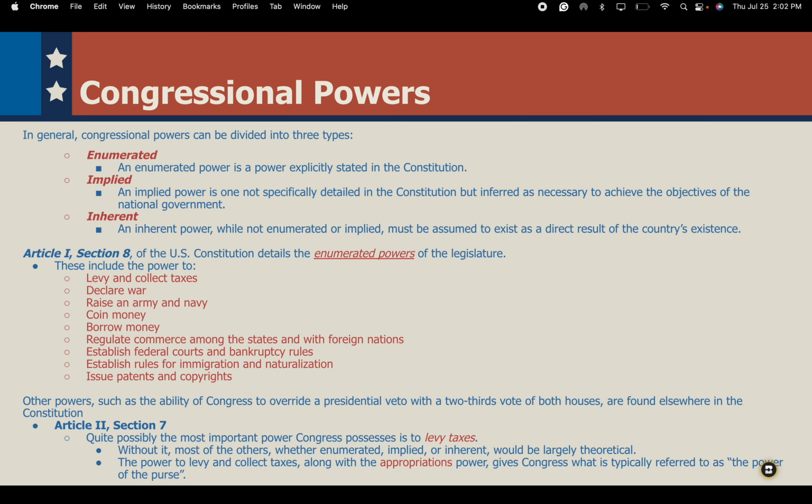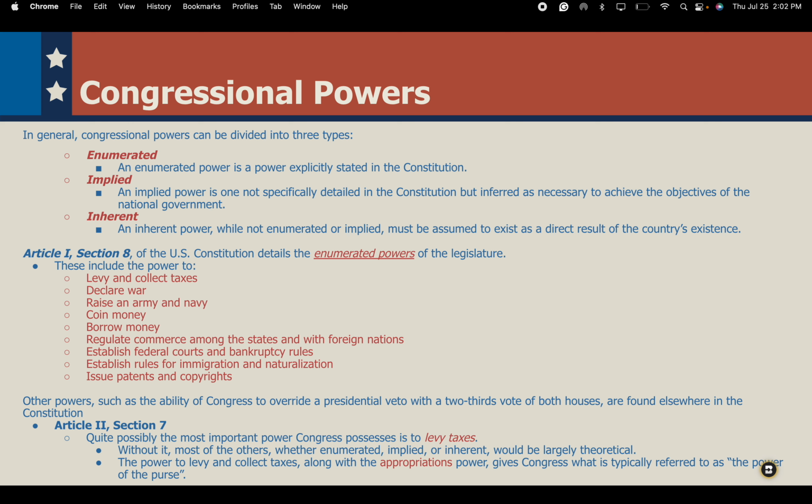We move into congressional powers. Congress has very unique powers afforded to it. We put these in 3 broad categories: enumerated, implied, and inherent. Enumerated powers are explicitly stated in the Constitution, word for word, as the ones you see listed below from Article 1, Section 8 of the Constitution.